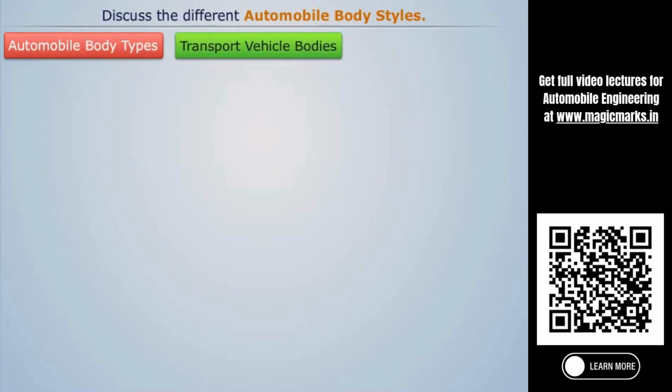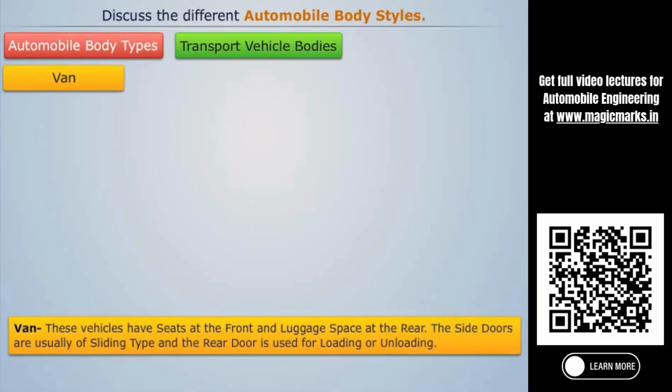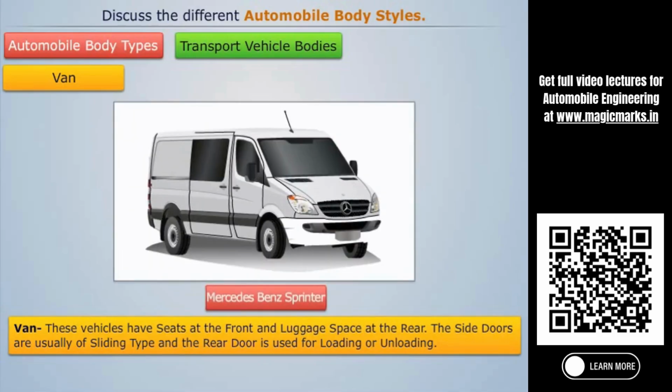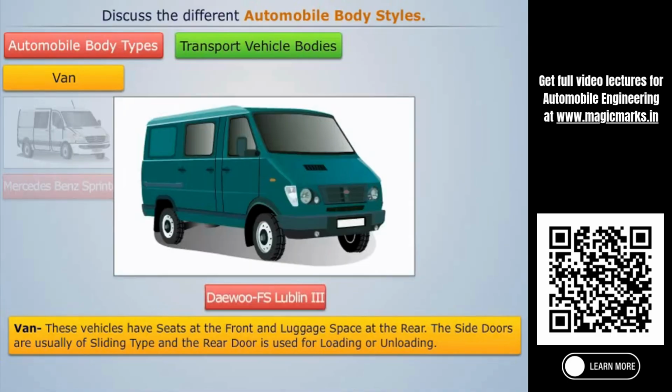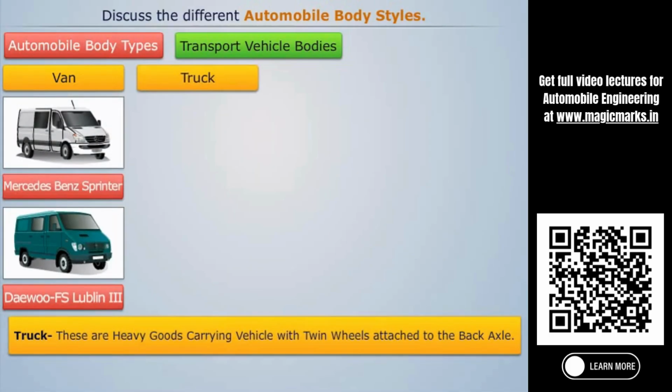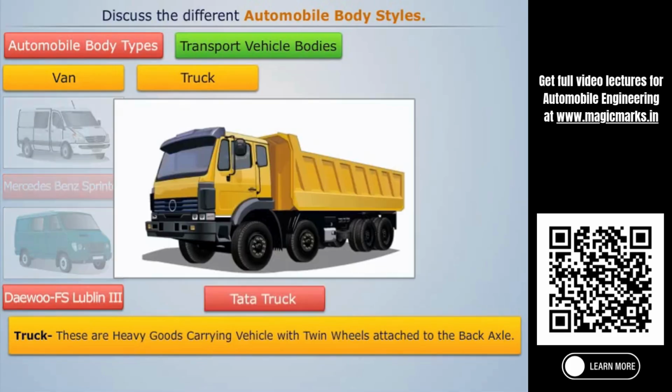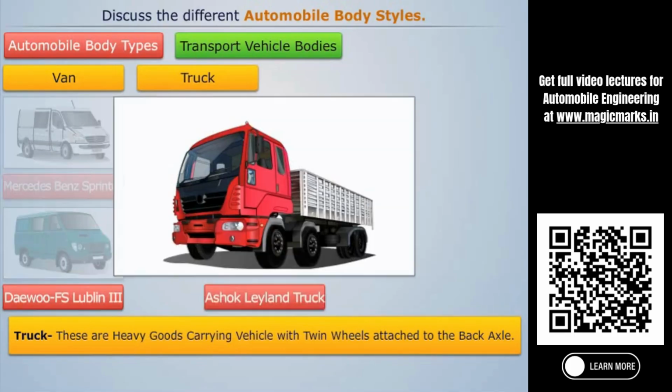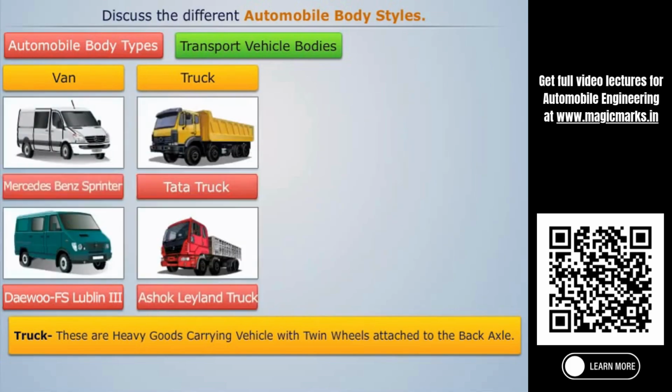Now let's discuss the different body styles of transport vehicles. They can be classified into 4 types. Van. These vehicles have seats at the front and luggage space at the rear. The side doors are usually of sliding type, and the rear door is used for loading or unloading. For example, Mercedes-Benz Sprinter, Daewoo FS Lublin 3, etc. Truck. These are heavy goods carrying vehicles with twin wheels attached to the back axle. For example, Tata Truck, Ashok Leyland Truck, etc.